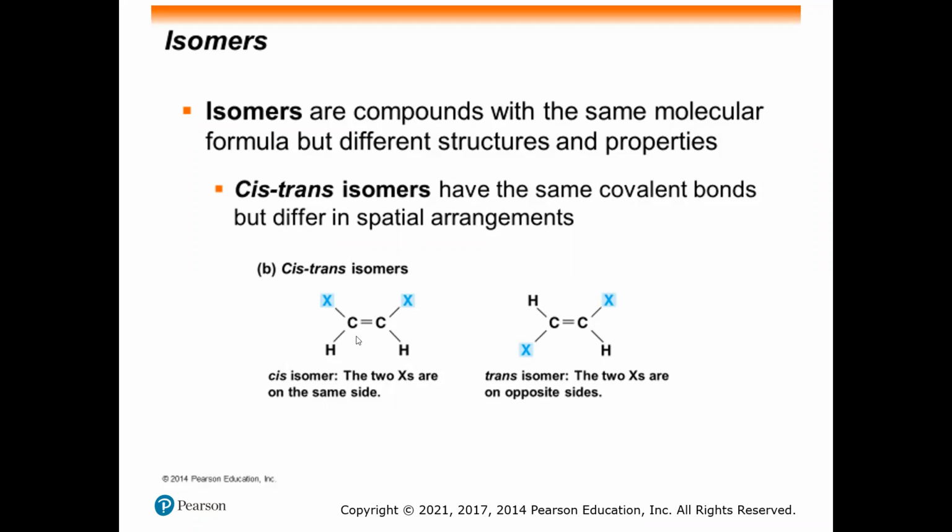As you see here, in the cis isomer, the two X groups are on the same side. In trans, the two X groups are on opposite sides.